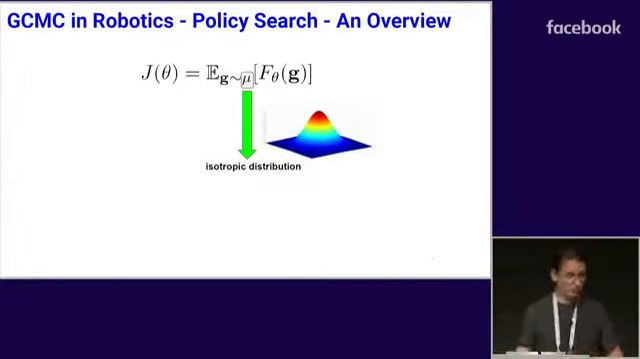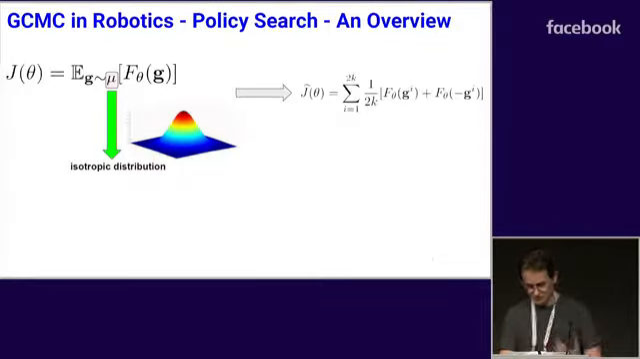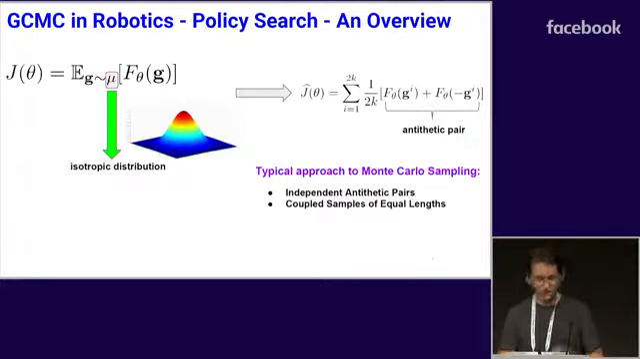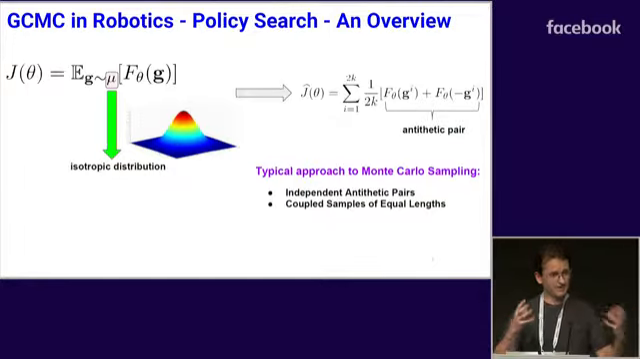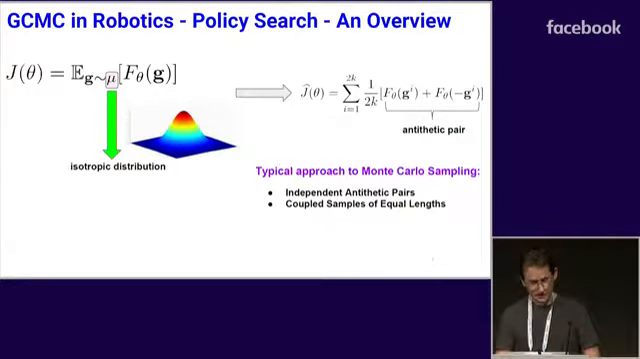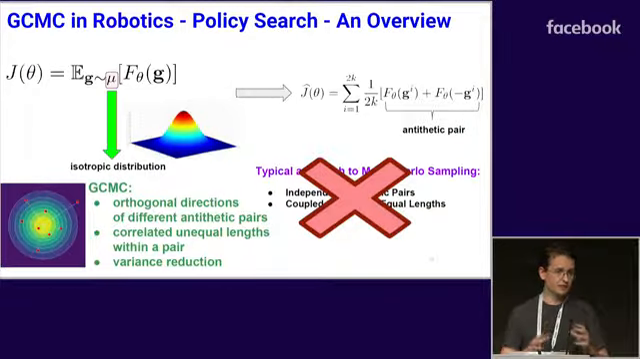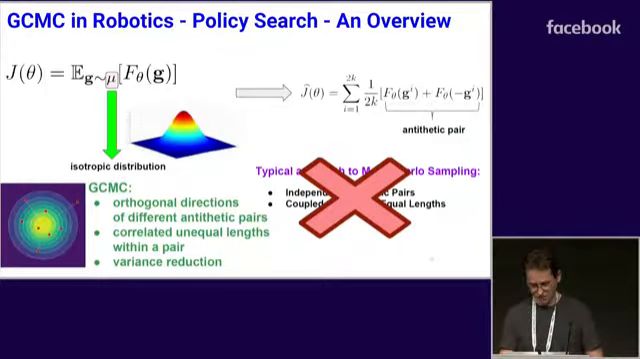The standard way of doing this estimation would be to use, let's say, antithetic-based Monte Carlo sampling. In this setting, different antithetic pairs are chosen independently, and furthermore, within the pair, the lengths of vectors are exactly the same. Now we break this rule in GCMC. The directions are orthogonal, so they are coupled, they are correlated, and also the lengths are correlated in a very particular way. And that gives us the reduction of the variance and better concentration results in general.